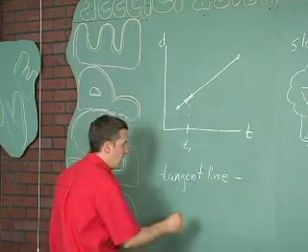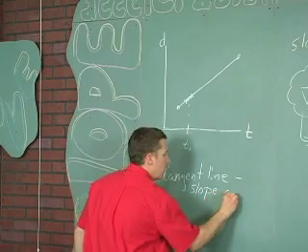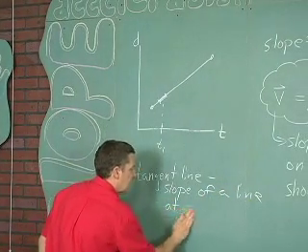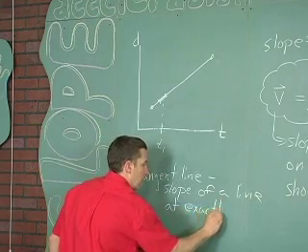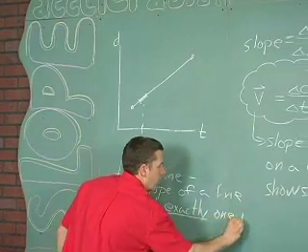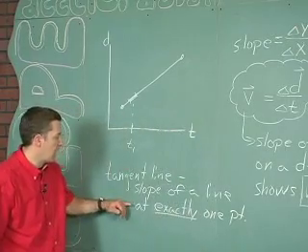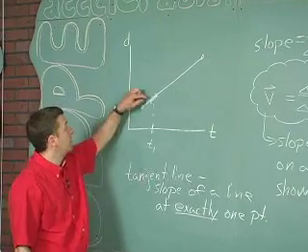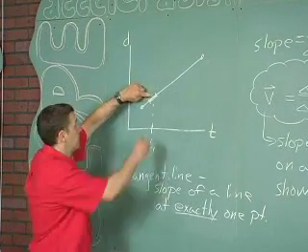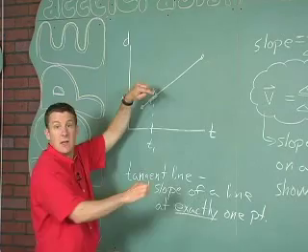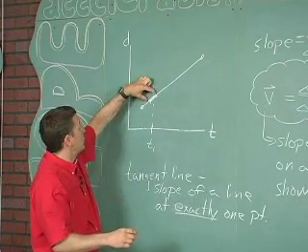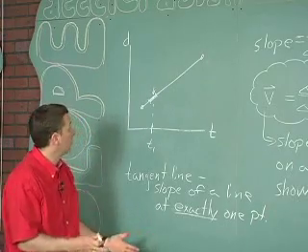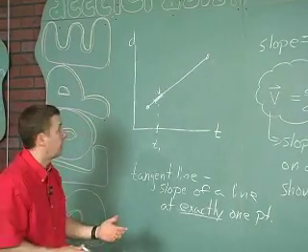Now a tangent line is the slope of a line at exactly 1 point. The slope of a line at exactly 1 point. That's what a tangent line is. Now, in order to get a line that's exactly at this point in question right here at this instant, these 2 points have to be really, really, really close to each other. Okay, great. Well, we're learning a bit more about what instantaneous velocity is.